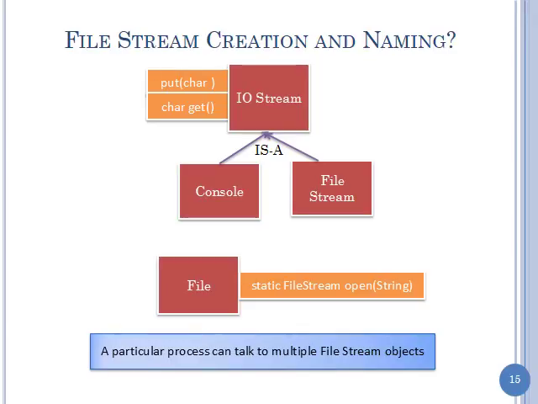So a particular process can talk to multiple file stream objects, and we do this through the open call. Okay. So we've got some grounding on how to get multiple instances of this IO stream object that we're very interested in. Okay.